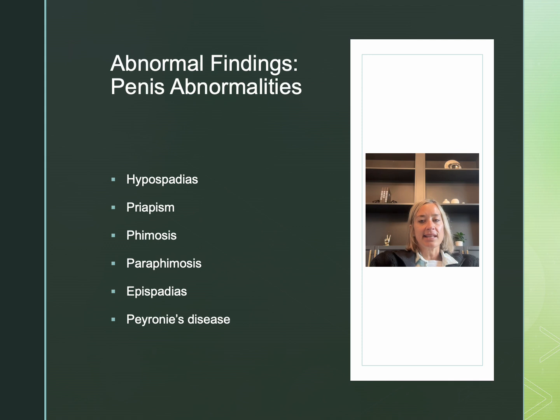Peyronie's disease is a condition that involves the development of fibrous scar tissue inside the penis, which leads to curved, sometimes painful erections. The exact cause is unknown, but it's thought to be related to injury or genetic factors. Understanding these abnormalities helps us to address both immediate and long-term patient concerns effectively. Remember to ask patients about any discomfort, functional issues, or previous medical interventions, as these details are key in managing and treating these conditions.